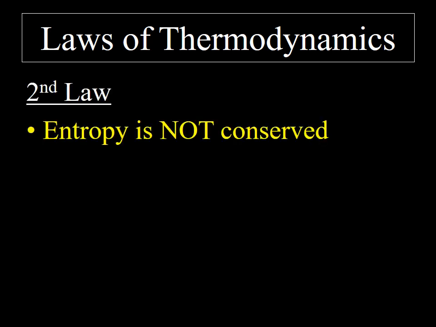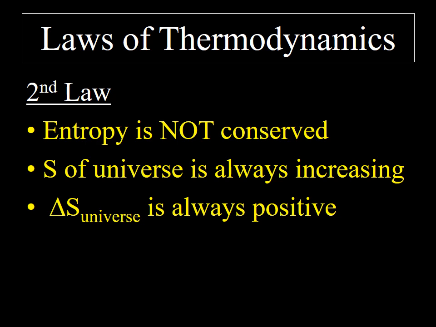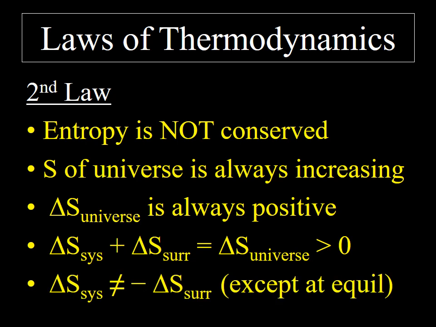Now for the second law, entropy is not conserved. We don't have a constant amount of entropy in the universe. Instead, the entropy of the universe is always increasing. Overall, the universe is always getting messier. Delta S universe is always a positive value. And delta S universe equals delta S system plus delta S surroundings. So the entropy change of the system and the surroundings, everything around it, add that up, you have the whole universe. That value, delta S universe, always has to be greater than 0. So that means delta S system does not equal negative delta S surroundings, except at equilibrium. And we'll talk about that point in a minute. But in general, what this last statement is trying to say is that entropy is not conserved.